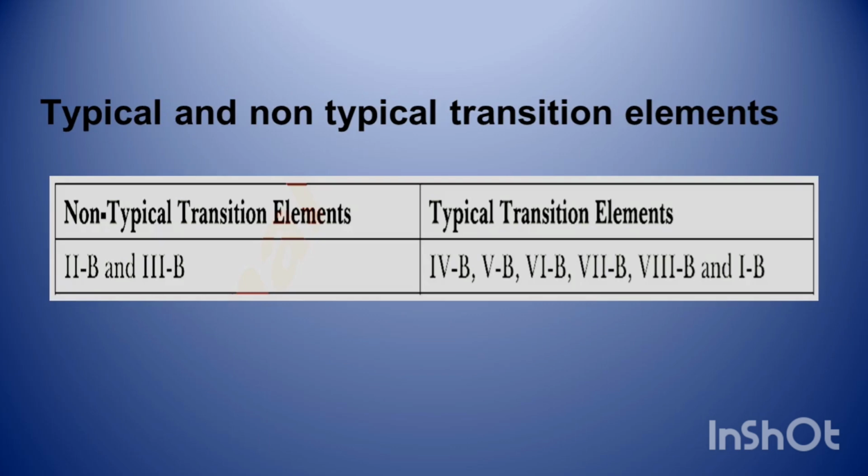So students, we can classify the transition elements as typical transition elements and non-typical transition elements. Non-typical transition elements belong to group 2b and 3b, which do not obey the definition we have studied, that transition elements are those elements which have partially filled d orbitals or f orbitals. Typical transition elements, which are group 4b, 5b, 6b, 7b, 8b and 1b, have partially filled d or f orbitals. That is why they are called typical transition elements.